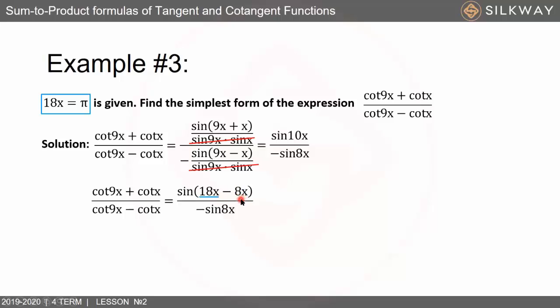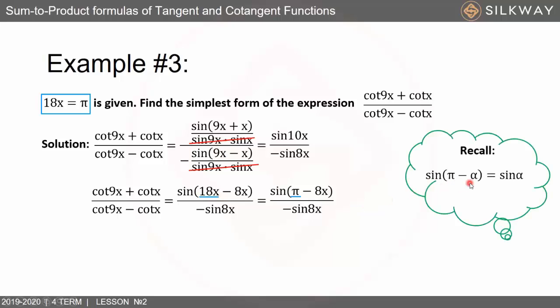Why do we do this one? Because we have here additional information, yeah? 18x is equal to pi. And instead of 18x, we can put pi. And then we know that sine of pi minus alpha, from reduction formulas, will be sine alpha. And instead of this one, we can write sine 8x. And here we can simplify sine 8x, and we will have minus 1.